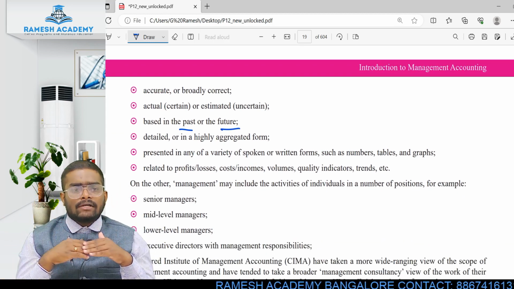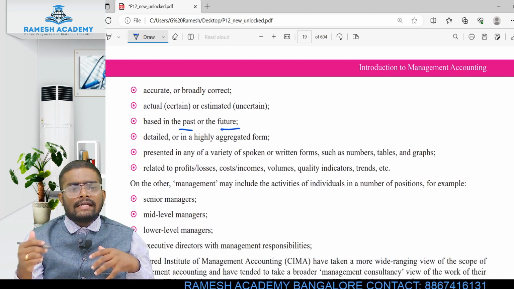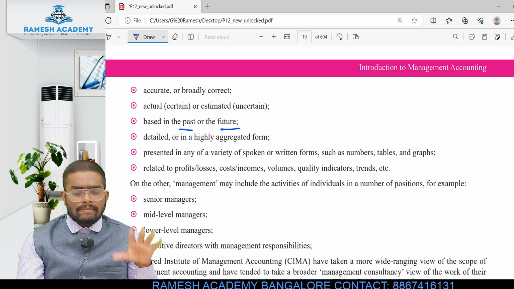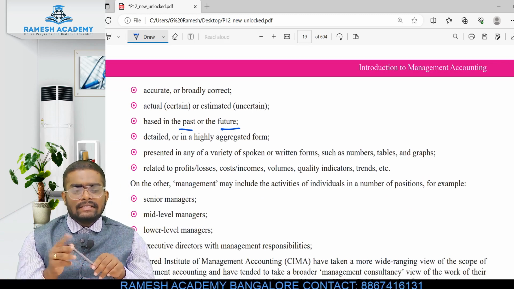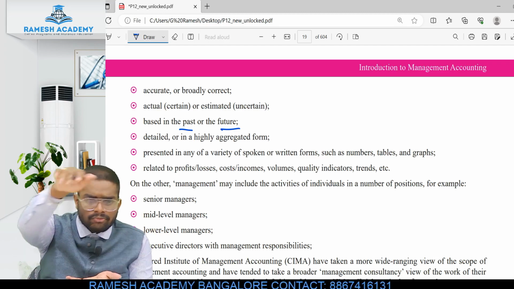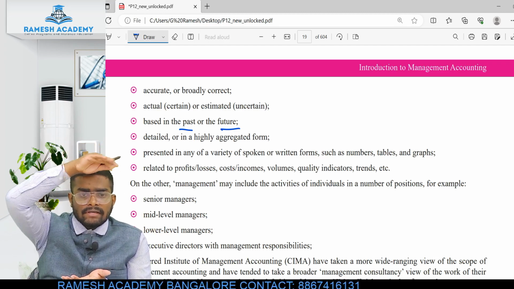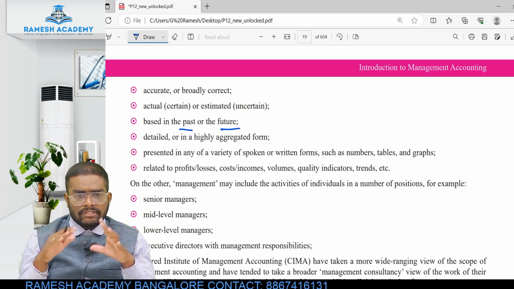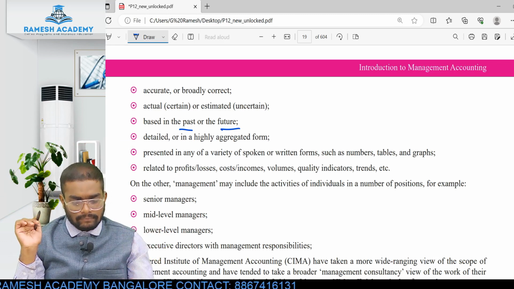Management accounting may be a detailed one or an aggregated form. Detailed one in the sense we will be making detailed analysis. Aggregate in the sense we will have a bird's eye view. We will be having an overall view of the business condition and make a decision.